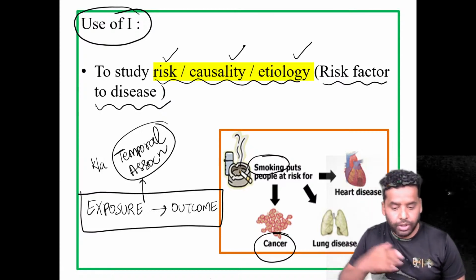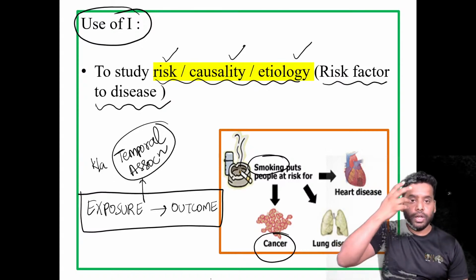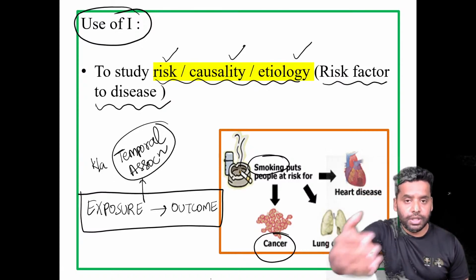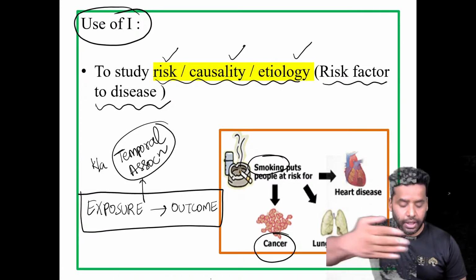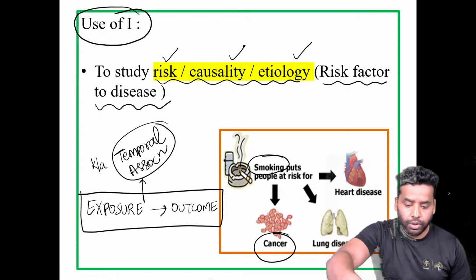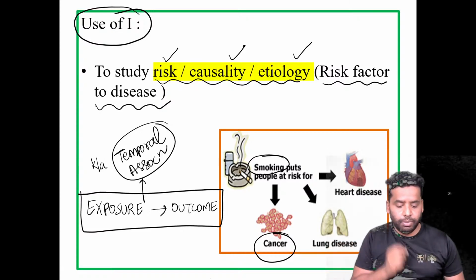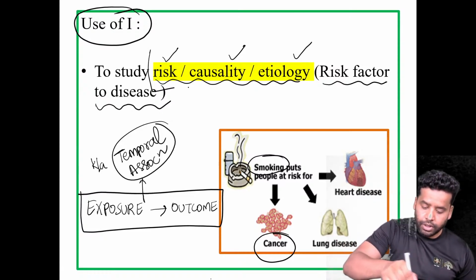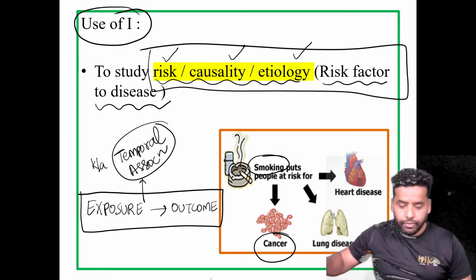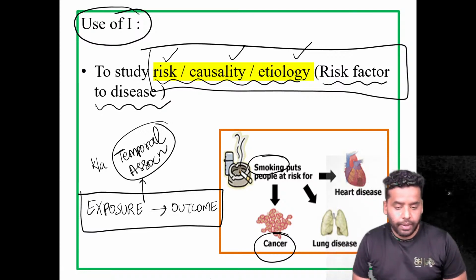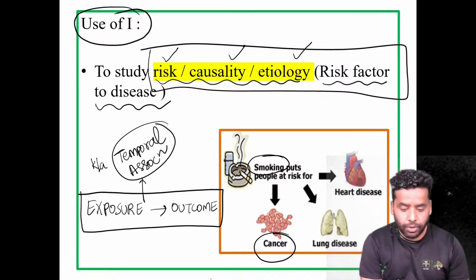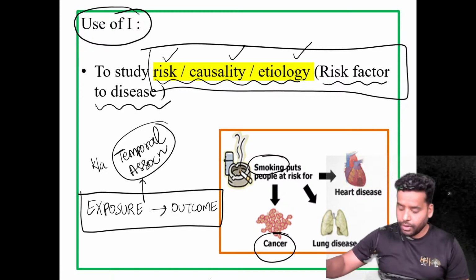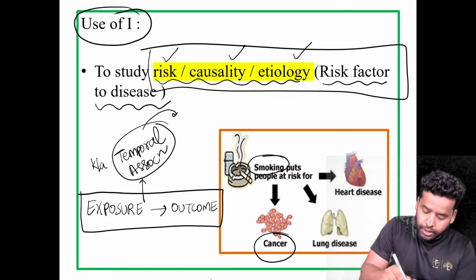Temporality is a very important word for me. Starting from exposure, you'll go towards outcome. If I start from alcohol, if I go towards liver cancer, what is this sequence called? Temporal association. What studies will be done to prove temporality? Answer my question indirectly. What studies will be done to prove temporality? Cohort study. Yes, good.